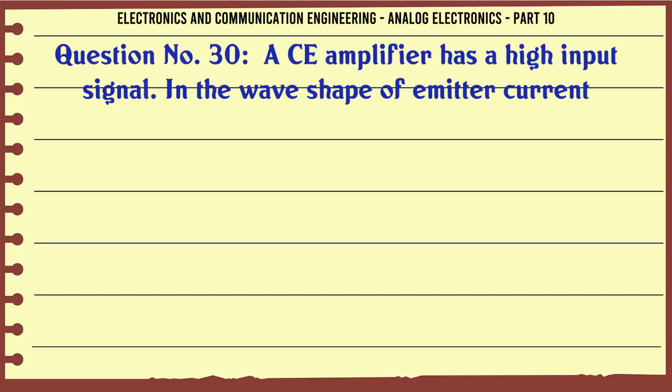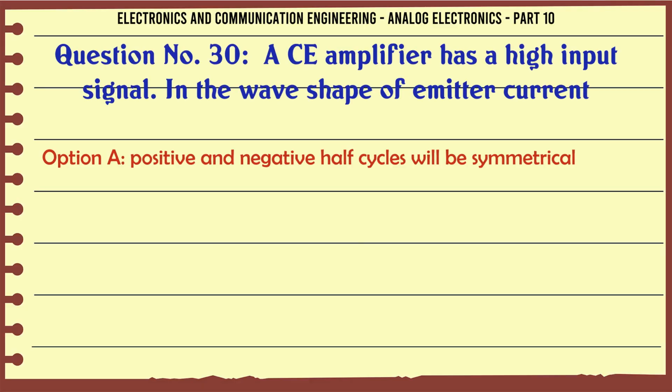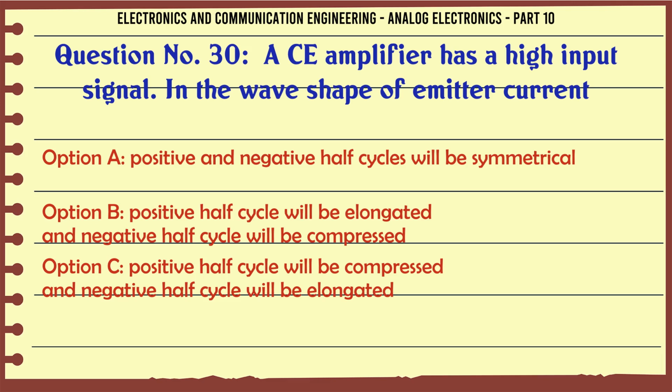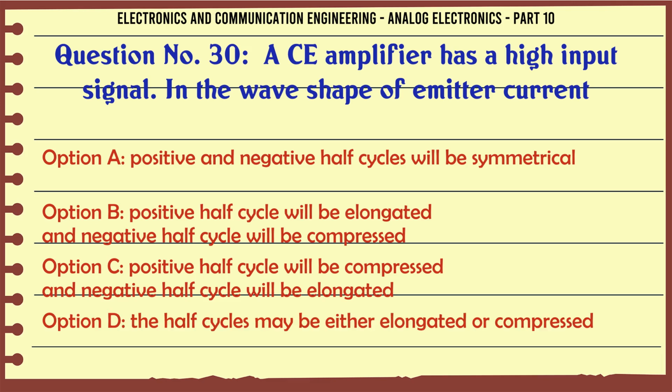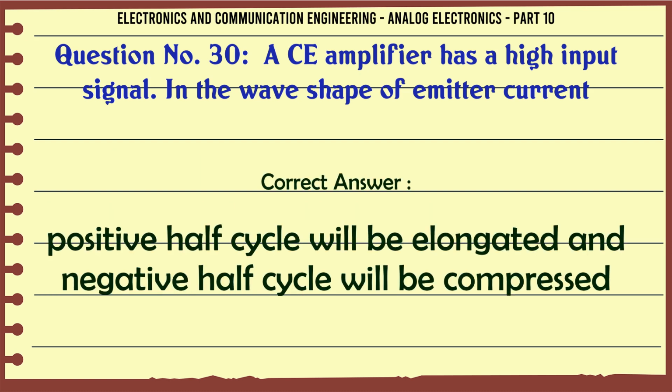A CE amplifier has a high input signal. In the wave shape of emitter current, A. positive and negative half cycles will be symmetrical, B. positive half cycle will be elongated and negative half cycle will be compressed, C. positive half cycle will be compressed and negative half cycle will be elongated, D. the half cycles may be either elongated or compressed. The correct answer is positive half cycle will be elongated and negative half cycle will be compressed.